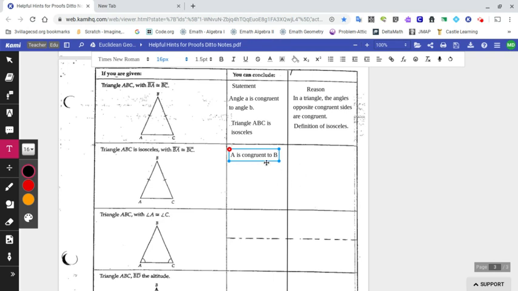I'm sorry, it's A and C. Sorry, I said B. It should be C here. That should be angle C up in the one above it, and then this should also be C here. Sorry, my mistake.